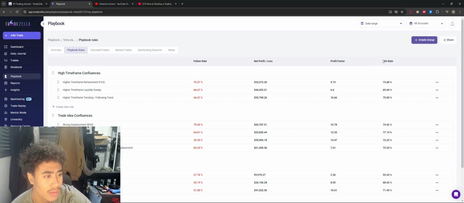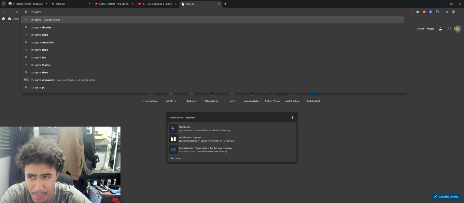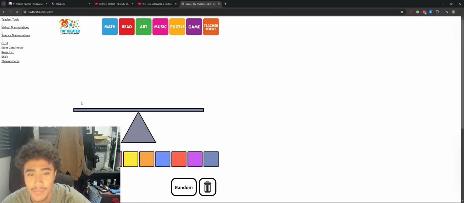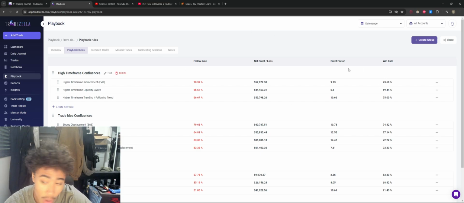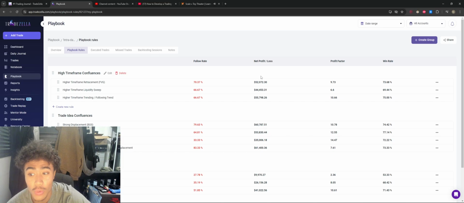Anywho, back to the win rate. So stacking our probabilities. Toy game like scale. Please don't be sus. Tom trades did this, so I'm going to do it too. So, playing into our playbook, if we know, on average, we have a 73% likelihood of increased win rate when executing with fair value gaps, and 75%, wow, following trends. So what are we going to do? We're going to throw those two into our favor, and that begins to give us an edge over the market.